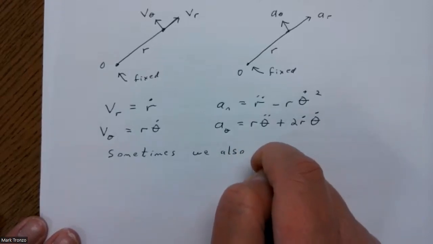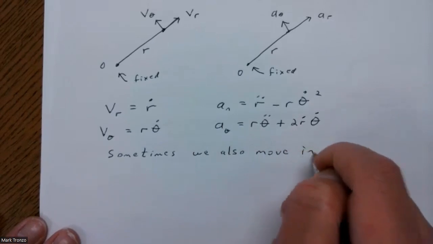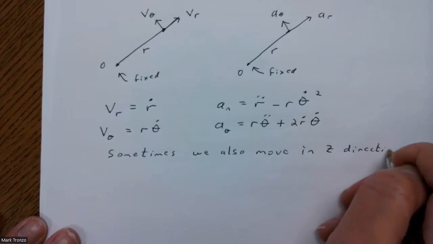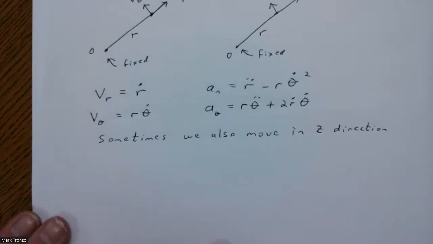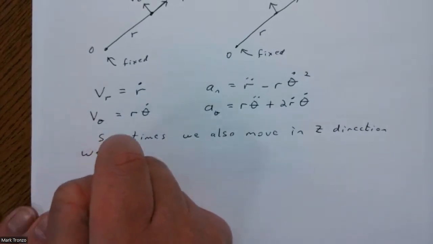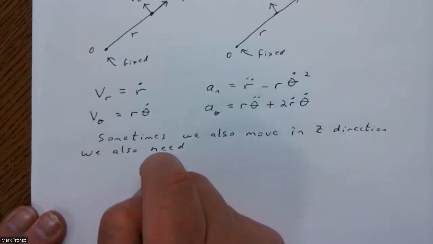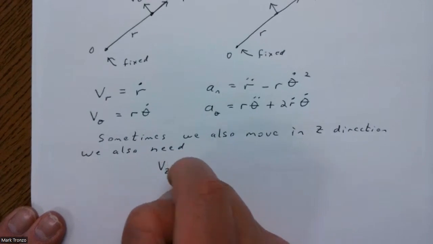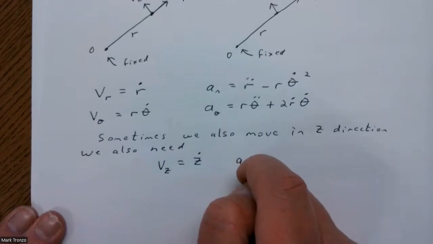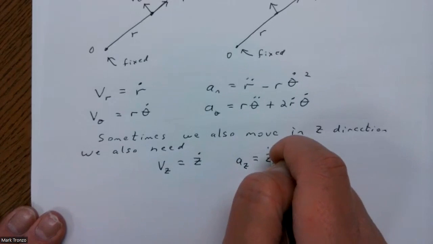And then sometimes, not always, we also move in 3 dimensions, and sometimes we'll move in the z direction. In those cases, we also need the velocity V_z, which is just z dot, and a_z, which is z double dot.